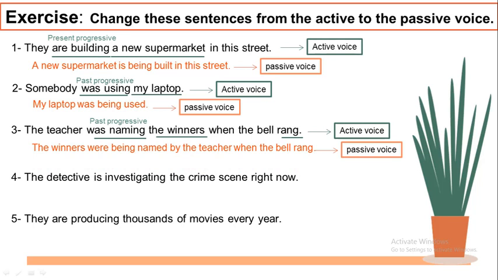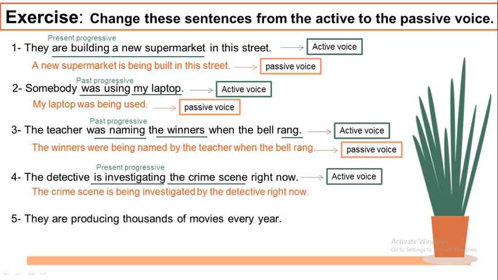Number 4. The detective is investigating the crime scene right now. Is investigating is the main verb and it is in the present progressive. What was the detective investigating? The crime scene, the receiver of the action. And in the passive voice it's going to be: the crime scene is being investigated by the detective right now.